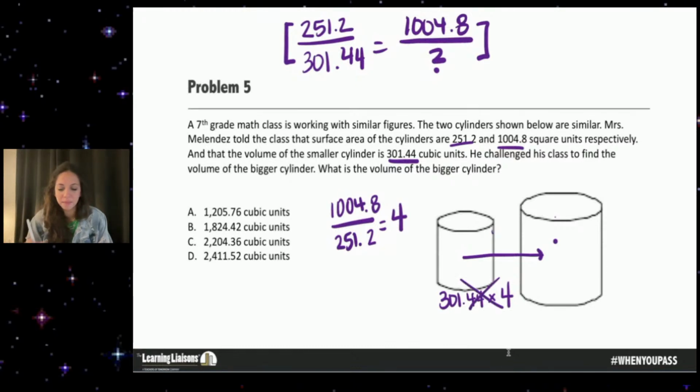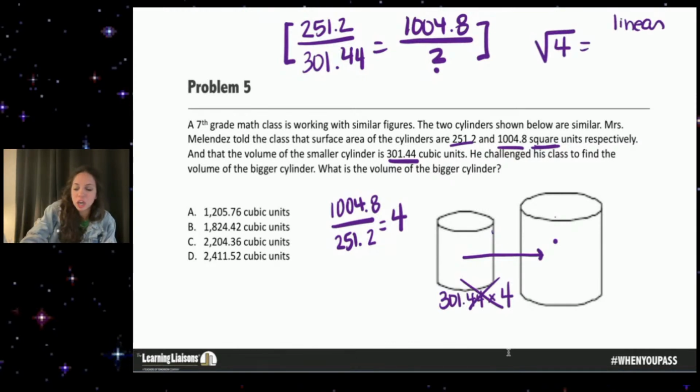It does not mean that, because 4 is the square of the ratio, because we're dealing with square units. So I need to square root 4 to figure out what the linear ratio, or really the linear scale factor, is. Which means the linear scale factor is 2.